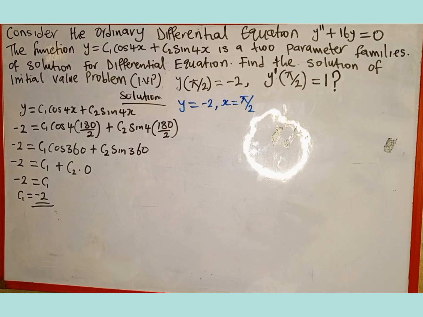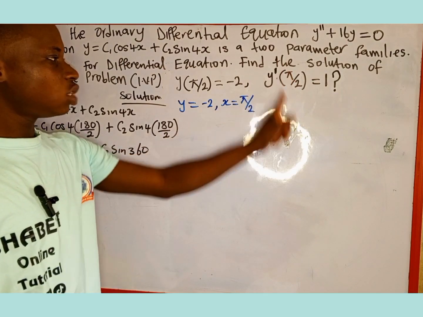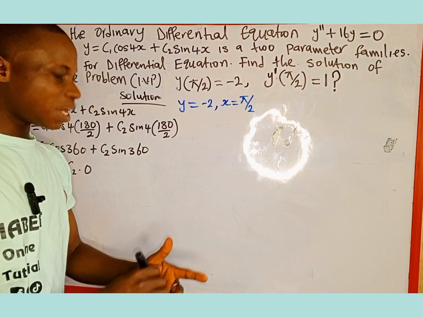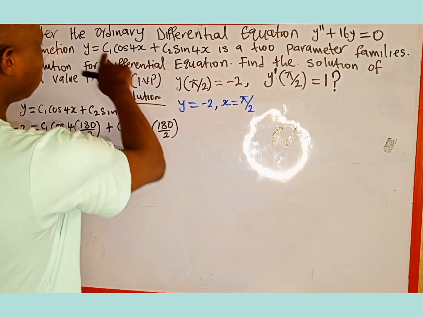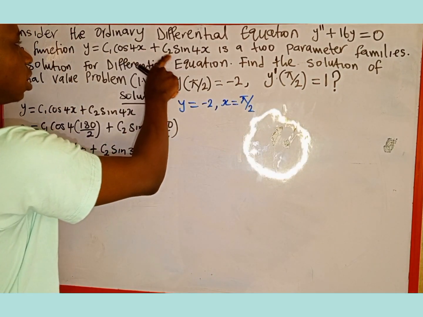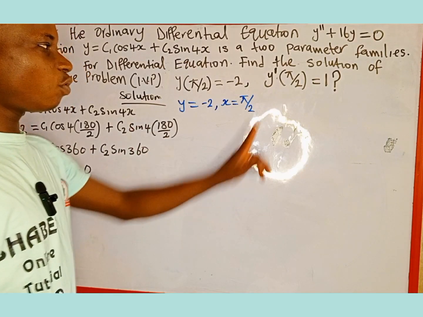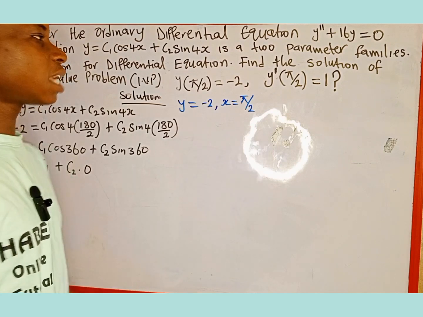So the second part of the question says y'(π/2) = 1. What this implies is that our function y, which is c1 cos 4x + c2 sin 4x, we are going to differentiate y once, before we substitute the values of x and y.